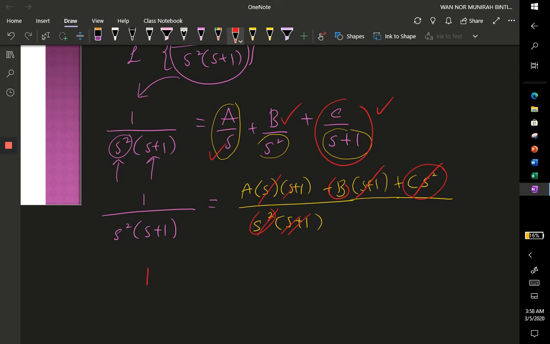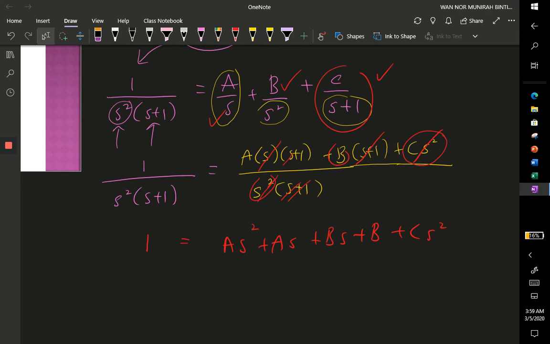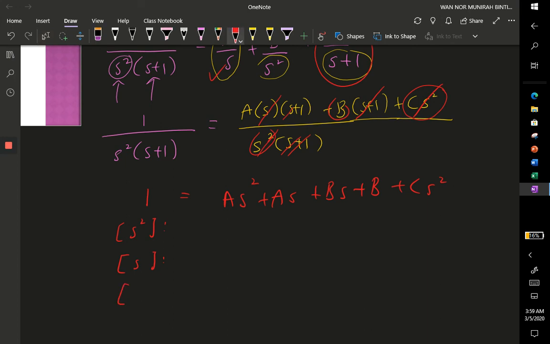Okay, so I need to copy this one back. So I have A times s times (s plus 1). So A s square plus A s plus B s plus B plus C s square. We don't want to compare the denominator because the denominator is just the same thing. Okay, so compare the term s square, s and constant: s to the 2, s to the 1 and s to the 0.